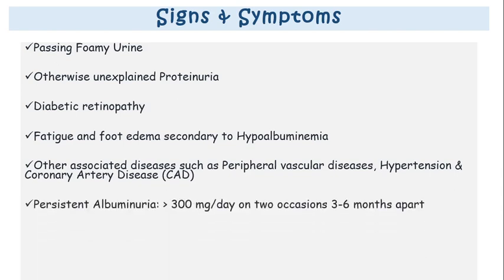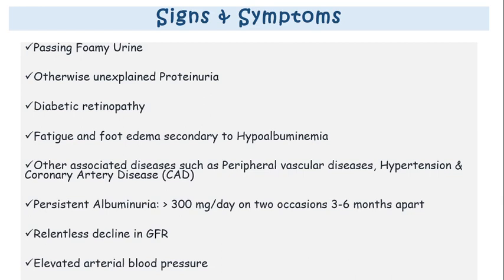Now this protein excretion helps in diagnosing diabetic nephropathy. So here the person will have proteinuria with protein excretion of more than 300 milligrams per day on two occasions, 3 to 6 months apart. So that is how you diagnose kidney damage in diabetes. Apart from that, if you check the GFR, glomerular filtration rate, you will see it is reduced. And if you monitor blood pressure, you will see it is increased.